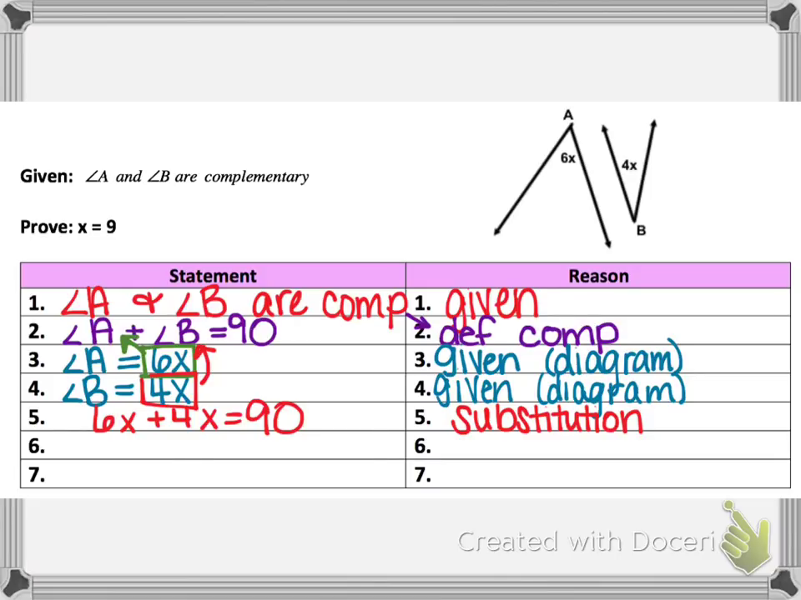So I have a 6x and a 4x make 10x equals 90. I got that by combining like terms, so CLT. You could also tell me simplify. I'd be fine with either one of those. And then if I wanted to solve, I'm going to divide by 10 on both sides and get 9. So since I had to divide on both sides, that's going to be the division property of equality.